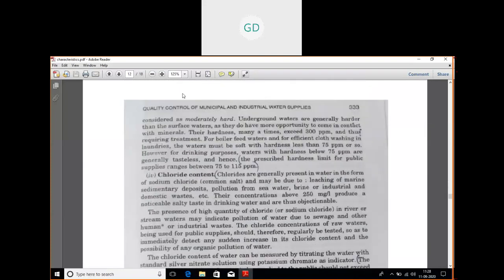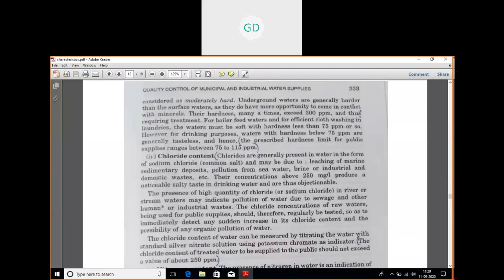So what's the permissible limit for hardness? The prescribed hardness limit for public supplies ranges between 75 to 115 ppm. Okay, you need to remember this. The permissible limit should be remembered: 75 to 115 ppm.